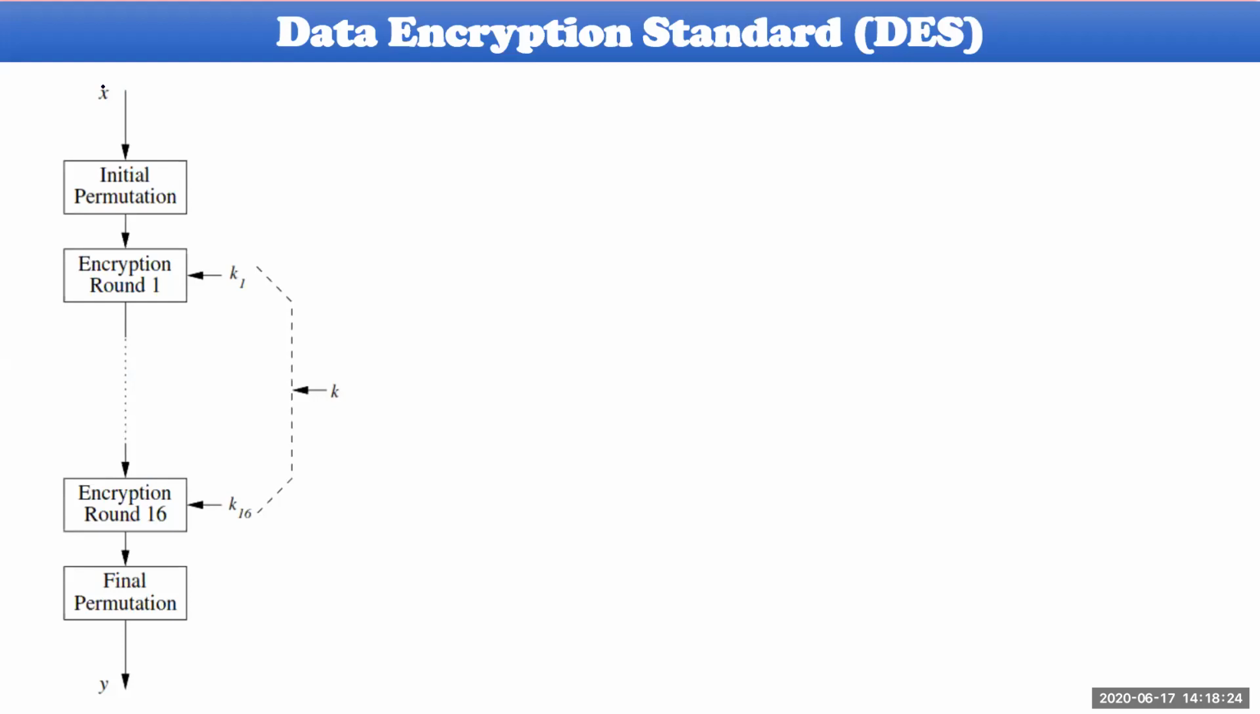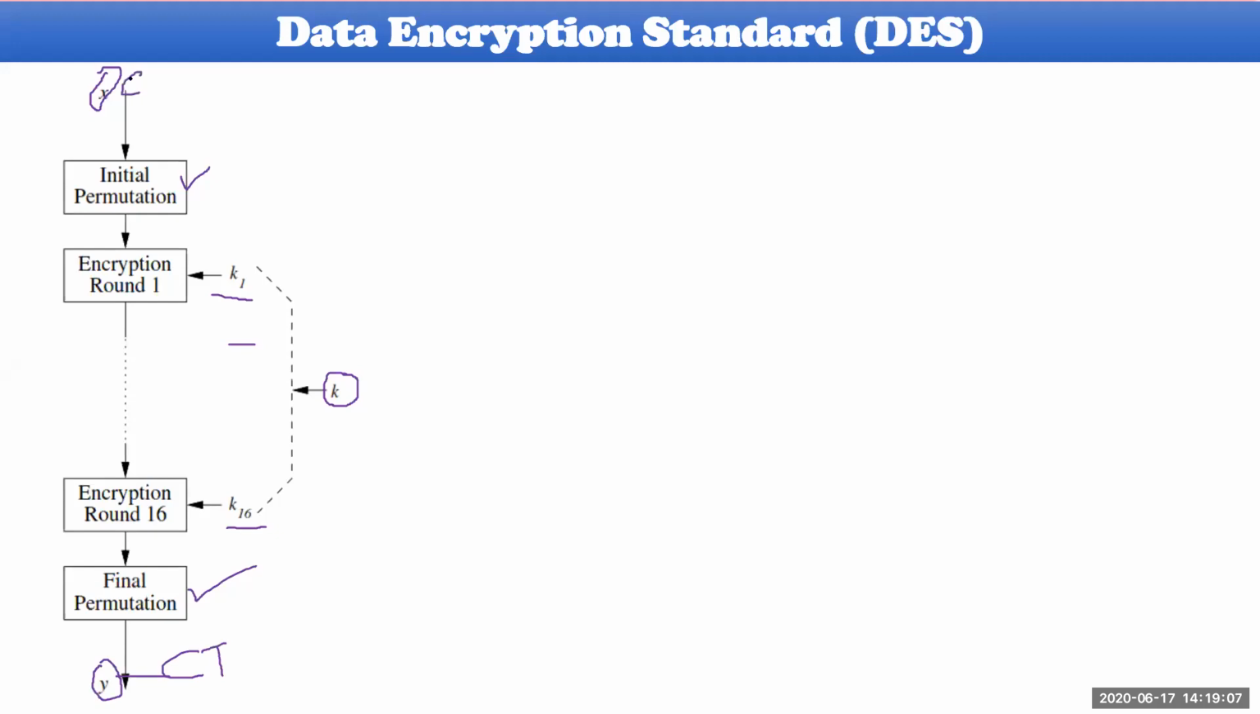First of all, your plain text will be considered as X, and it will be forwarded through the initial permutation. After the initial permutation, round 1 will start. Round 1 will take the first key, round 2 will take the second key. Of course, the key is a single one only. We have to manipulate this key in such a way that 16 different keys can be generated from 56 bits. So key 1, key 2, key 3, and so on; 16 keys will be taken. After the 16th round, the final permutation is operated. Then that is called Y, which is the ciphertext.